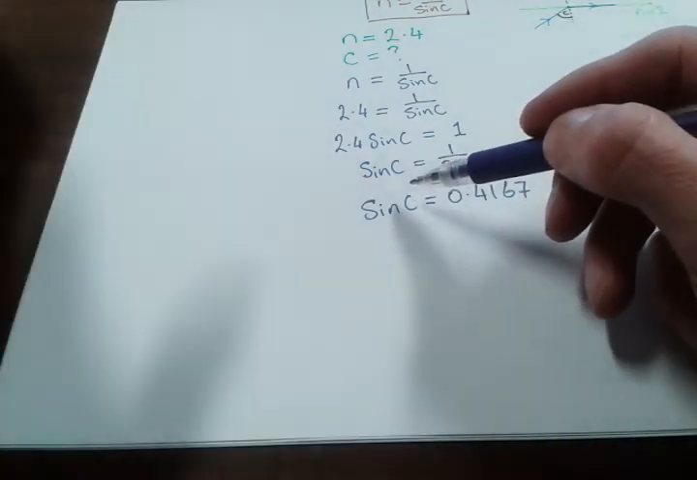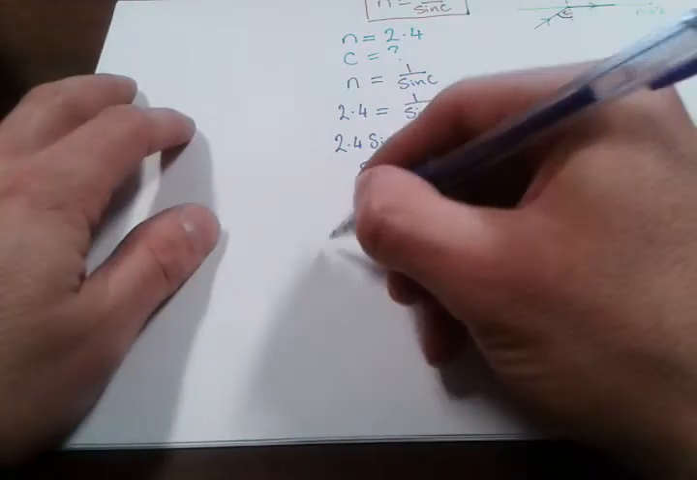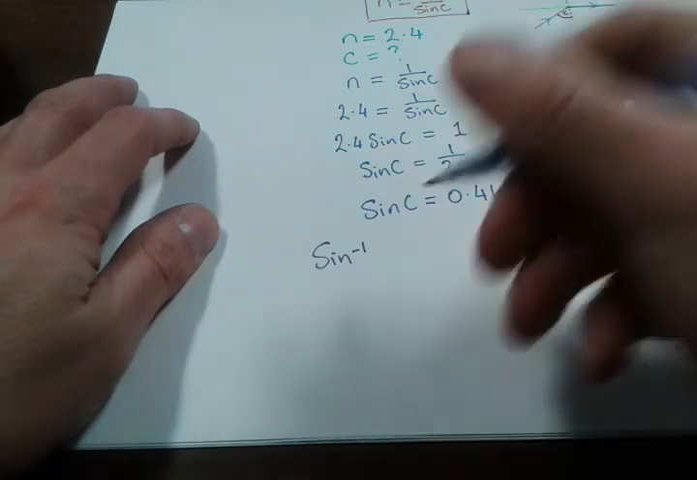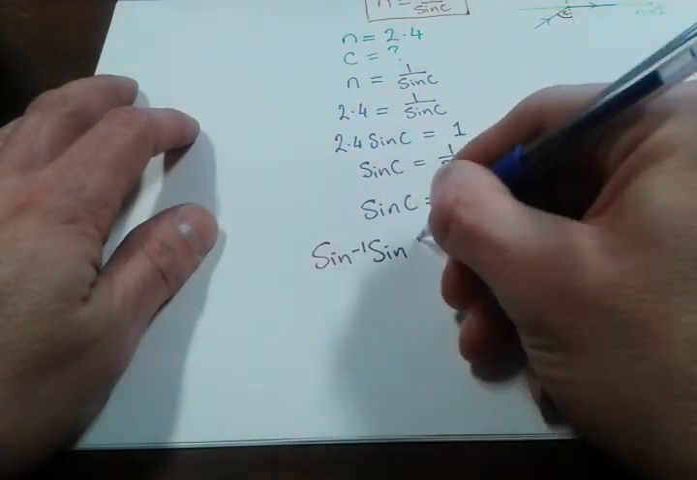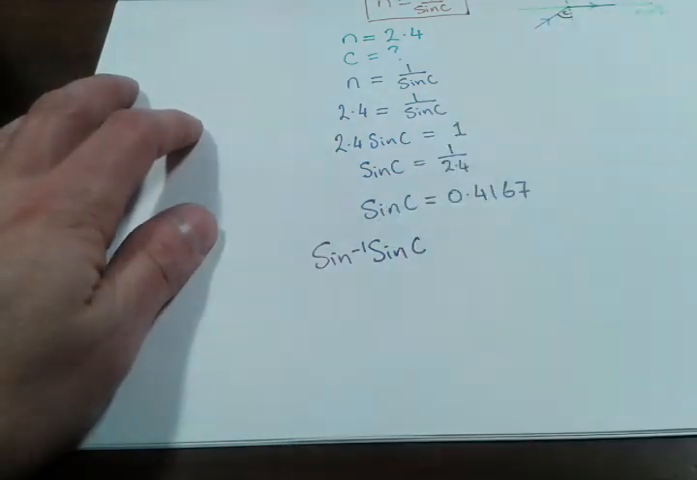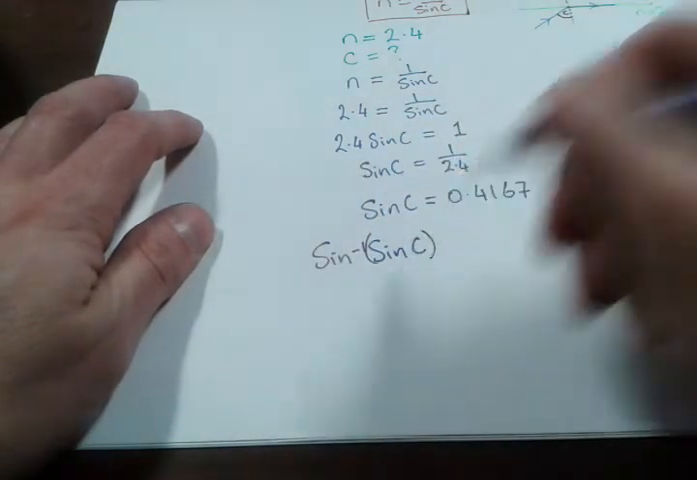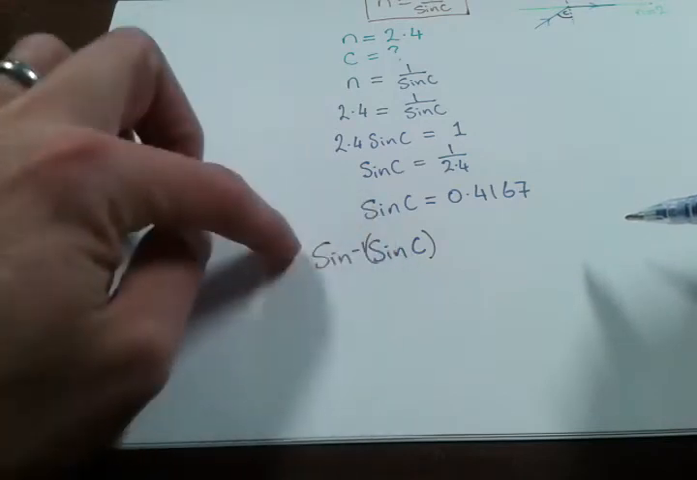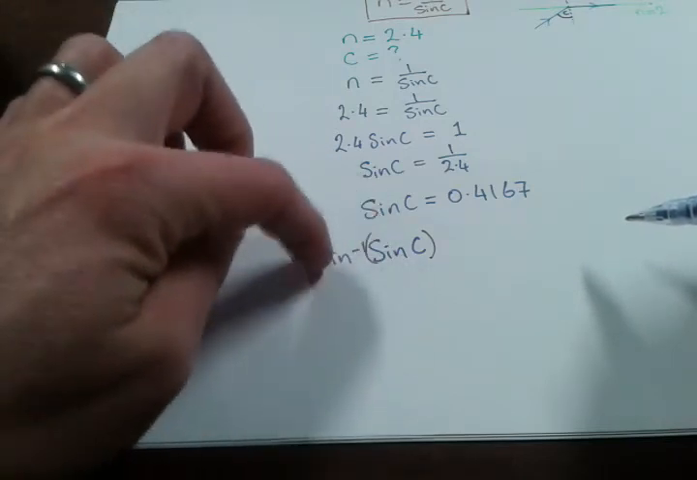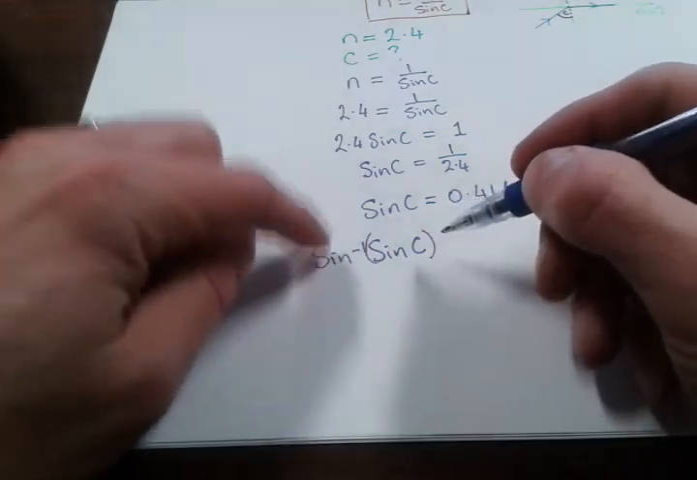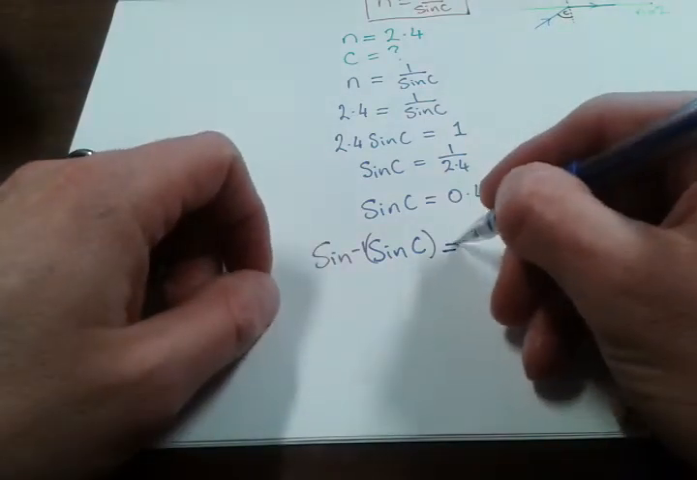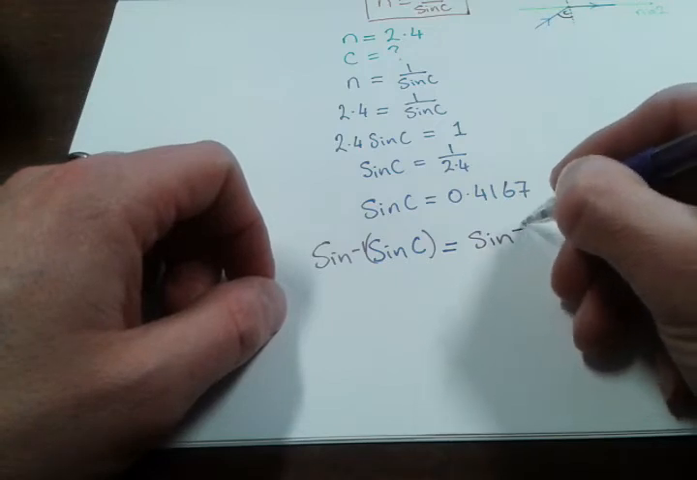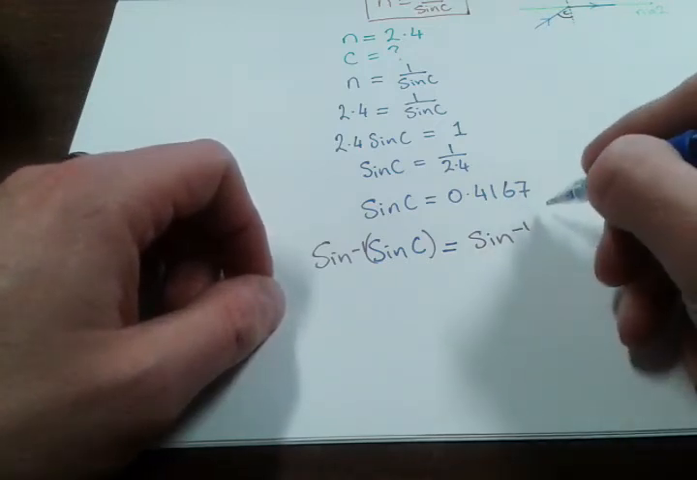I would need an inverse function to get rid of that. So I would want the sine inverse of sine c. That makes sense. This sine inverse will get rid of that sine. They're like the reciprocal of each other. But because I've done sine inverse on this side, I would need to also do it on this side, so sine inverse of 0.4167.